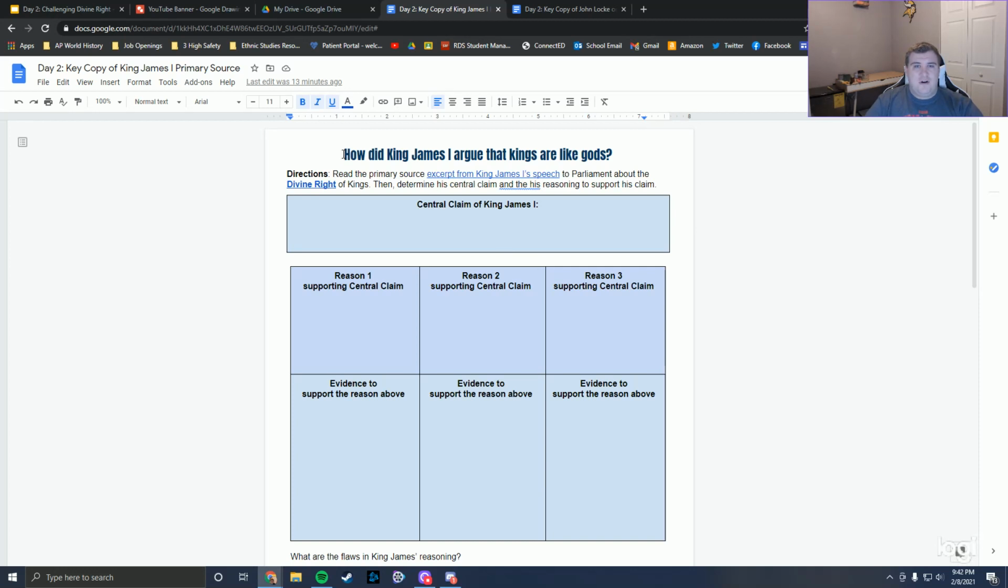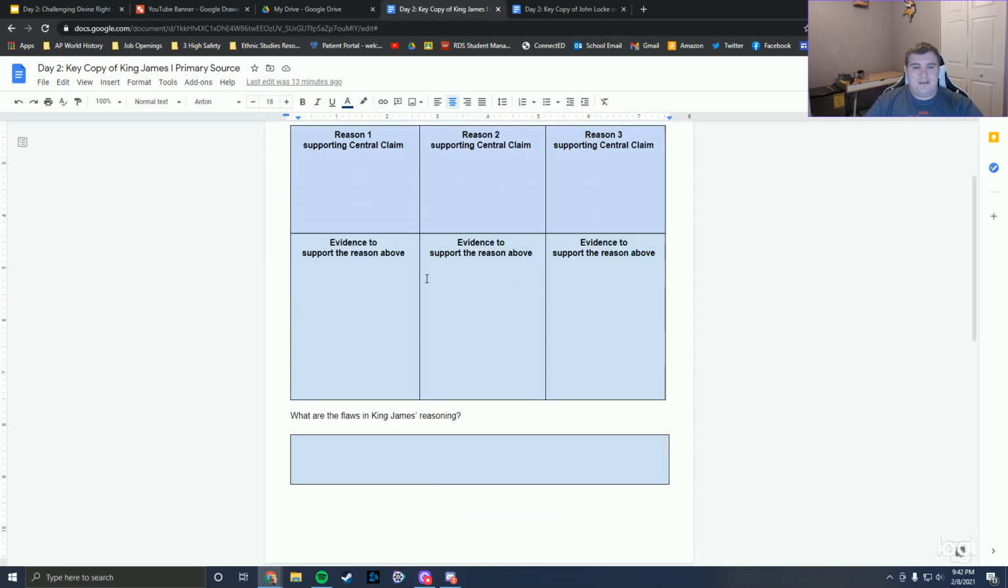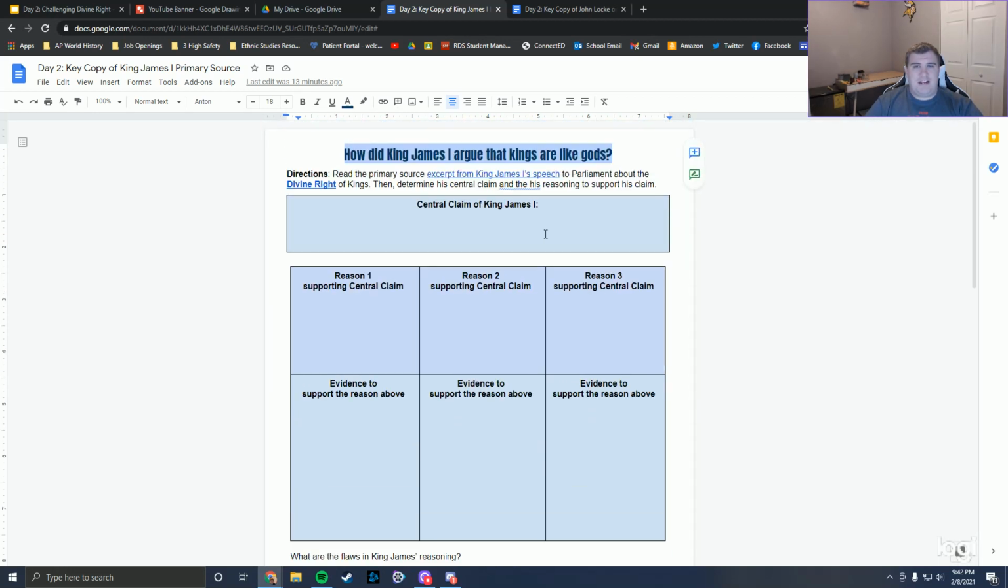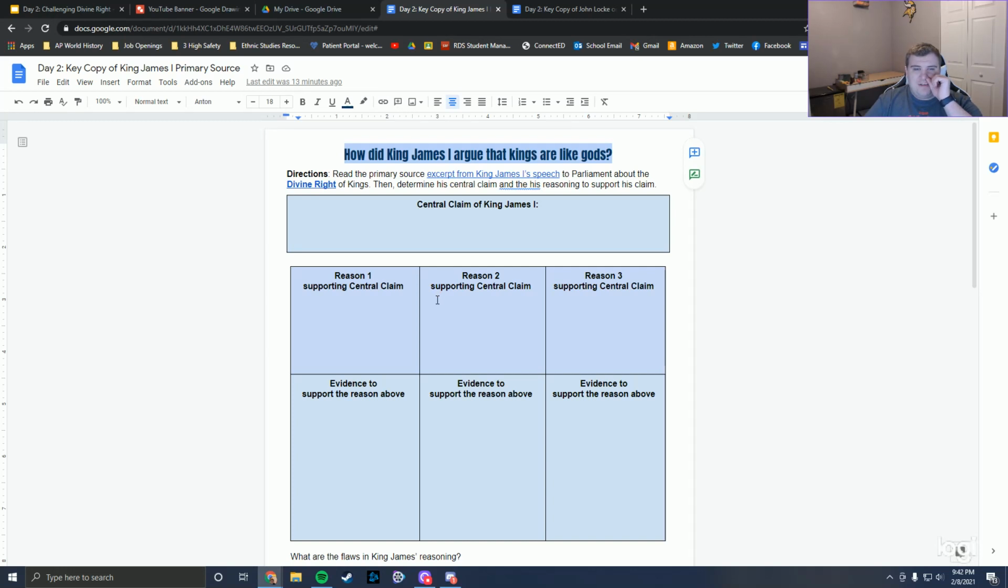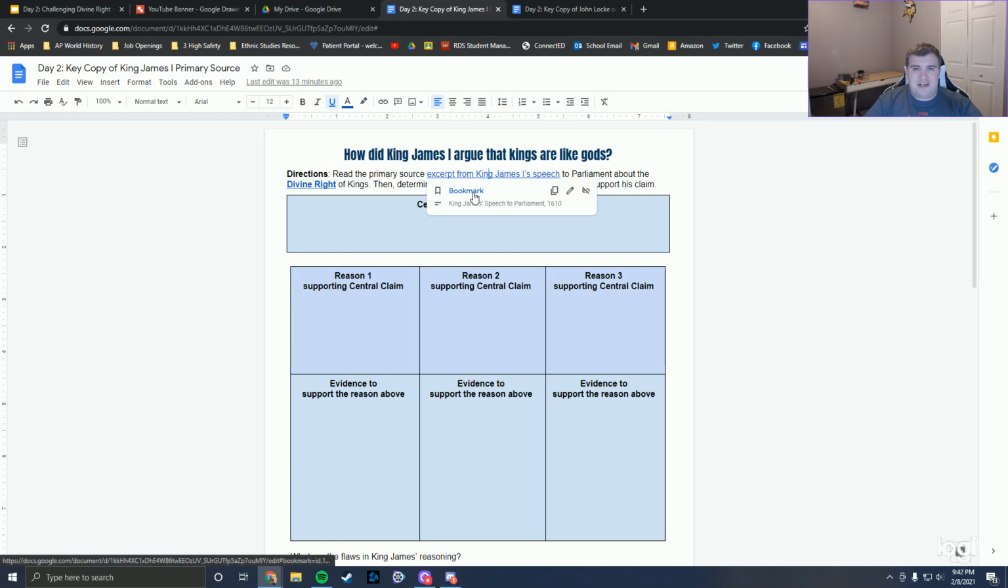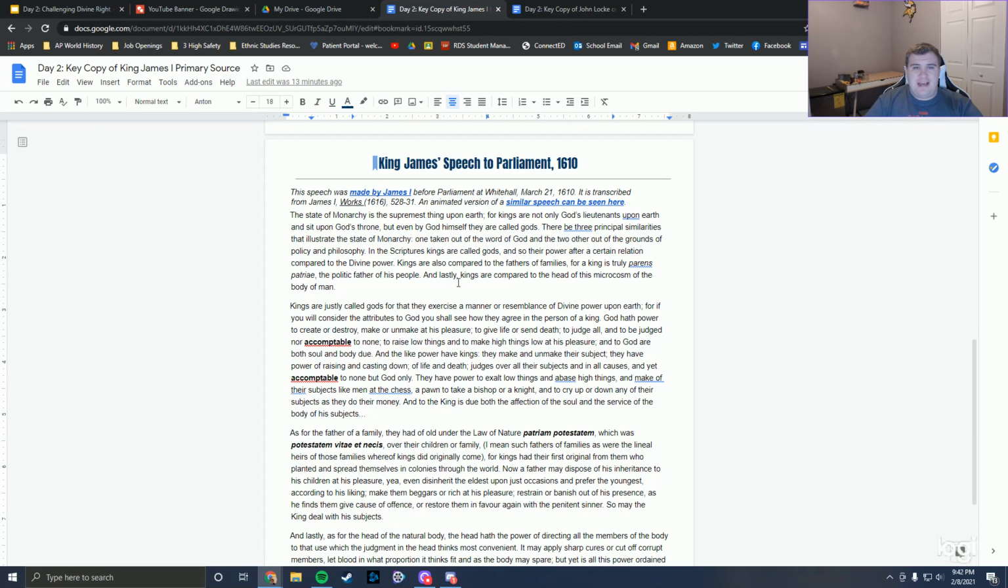King James is going to argue that kings are like gods in his primary source reading. This is a big graphic organizer that we're going to cover together, and then I'm going to let you work on the John Locke one in a little bit. If you click on this link right here, the excerpt from King James's speech, you can go down to the second page where he talks about this whole idea of divine right of kings and rationalizes it a little bit.